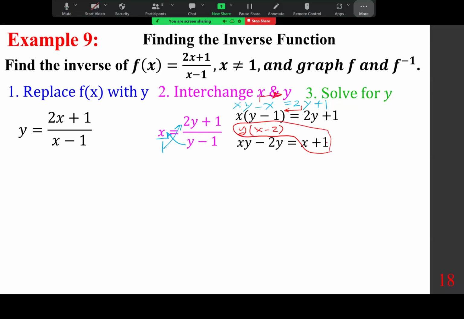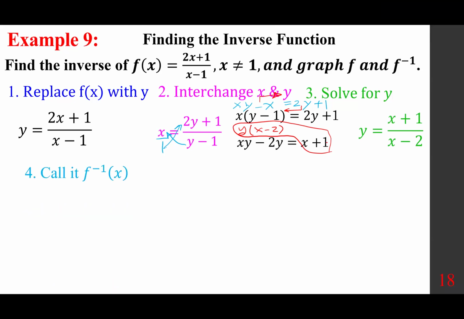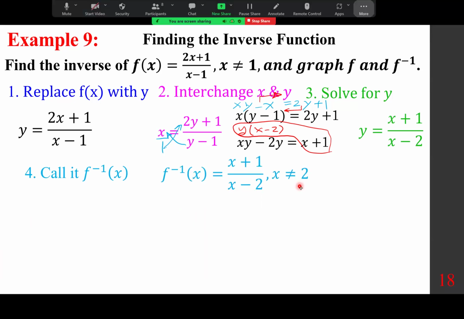Divide both sides by x minus 2. So this is solving for y. Call it f inverse. So change the name to f inverse. f inverse of x becomes x plus 1 over x minus 2. Needless to say, x cannot be 2, everybody. x cannot be 2, right?